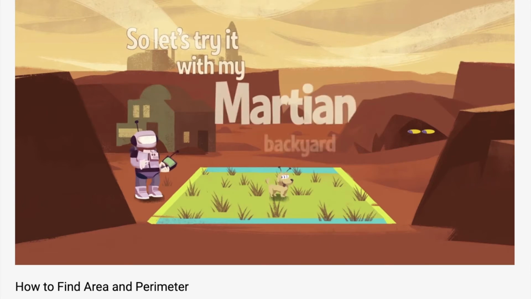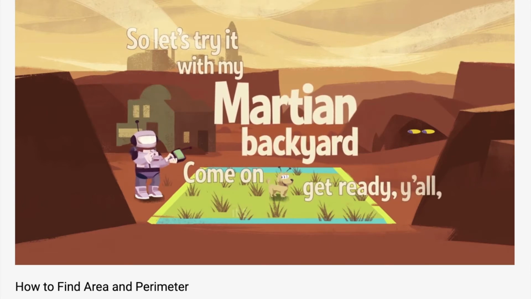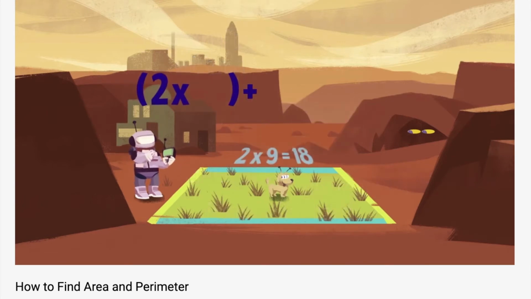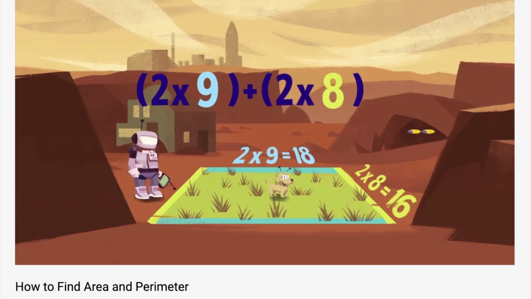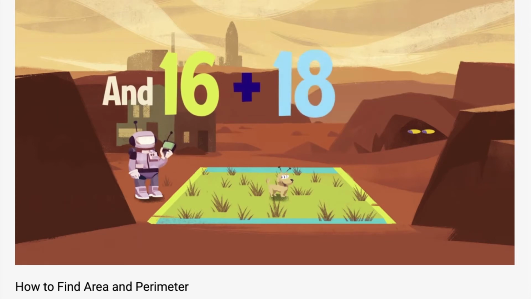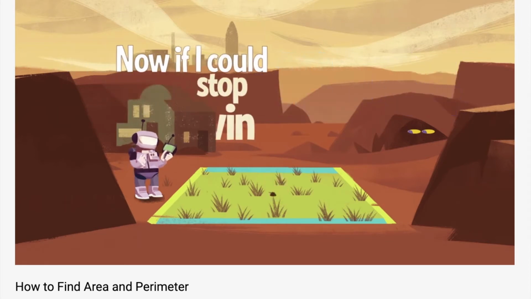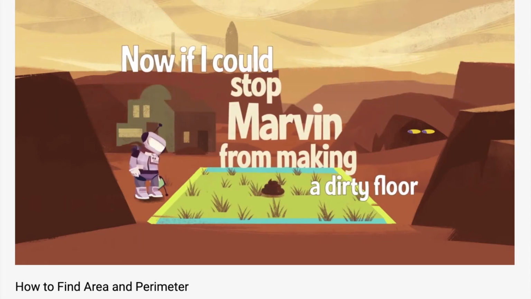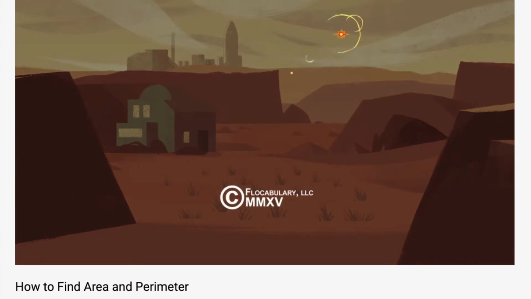So let's try it with my Martian backyard. Come on, get ready, y'all. It's not that hard. 2 times the length of 9 is 18. And 2 times the width of 8 is 16. And 16 plus 18 is 34. Now if I could stop Marvin from making a dirty floor. Ooh, come on, Marvin.